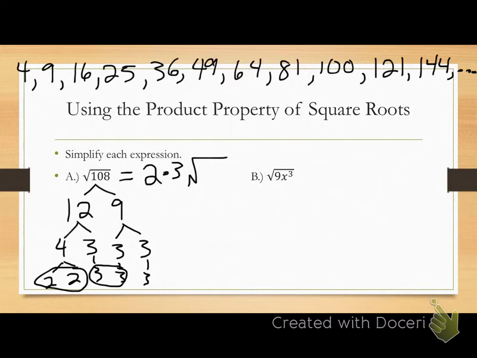Inside the radical. So what goes under the radical here? 3. Okay, what's 2 times 3? 6. Did I get the same answer I got earlier? Yes, I did. And we already checked our conditions, so I'm not going to go through the conditions again.